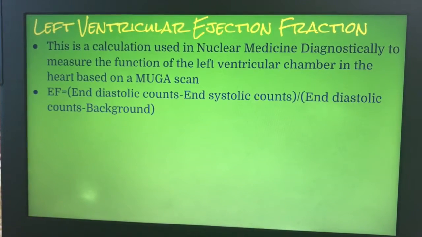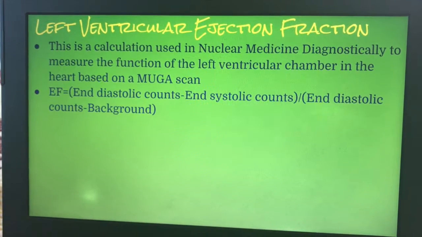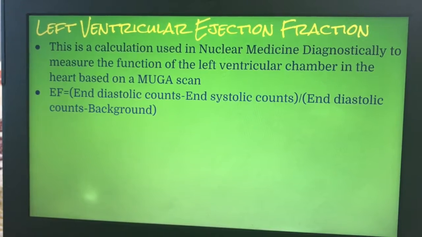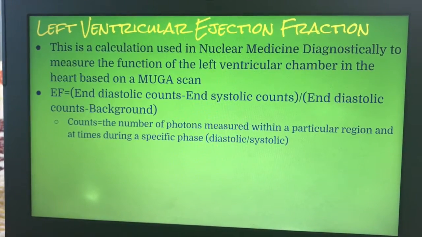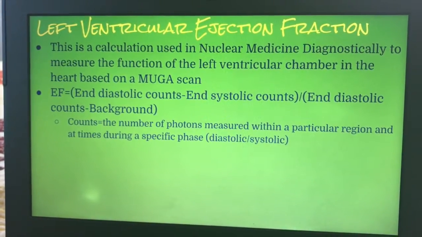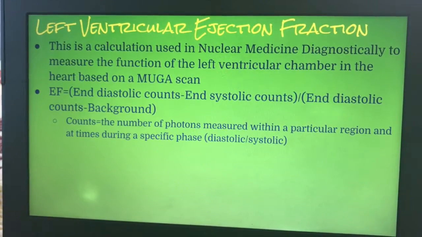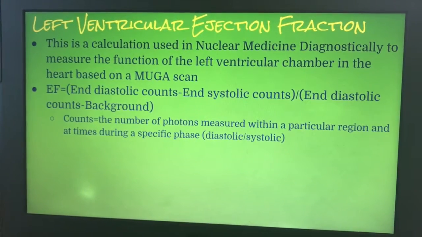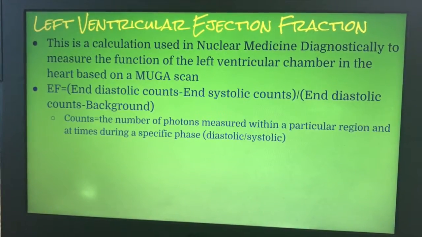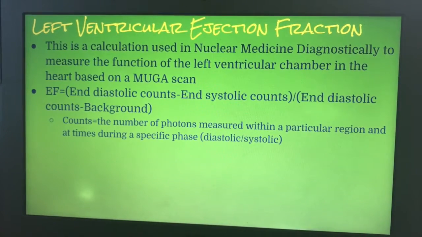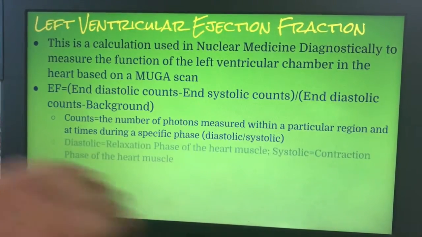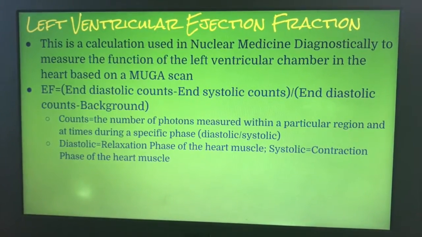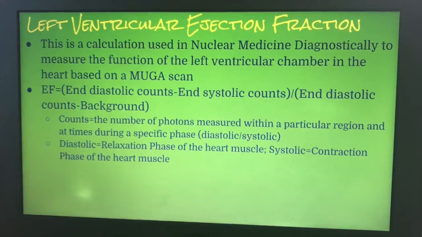EF, or ejection fraction, is the end diastolic counts minus the end systolic counts, divided by the end diastolic counts minus the background. So what do each of these mean? First off, let's start with counts. Counts are the number of photons measured within a particular region, in this case the left ventricle, and at times, or in other words, during a specific phase, diastolic or systolic, as mentioned here, but also during the background. To explain the phases, diastolic is the relaxation phase of the heart muscle, while systolic is the contraction phase.